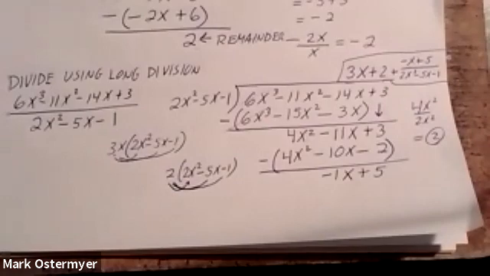Any questions on how we tackled that one? Dividing by a trinomial, long polynomial division. So when you have a remainder, you bring it up, place it over your divisor, and then add it to the rest of the terms of your quotient, okay? All righty.